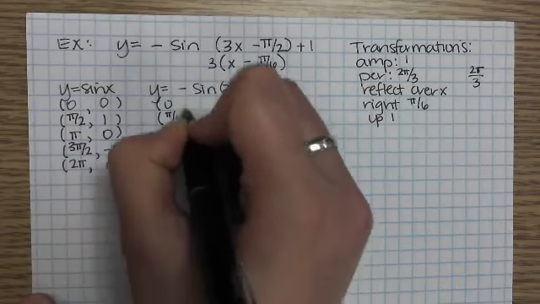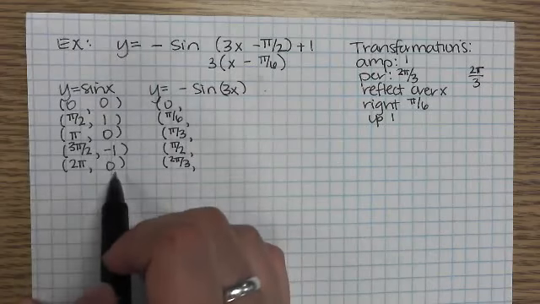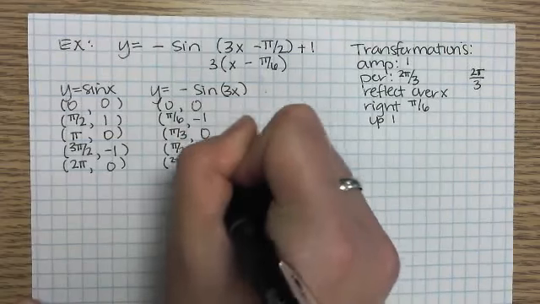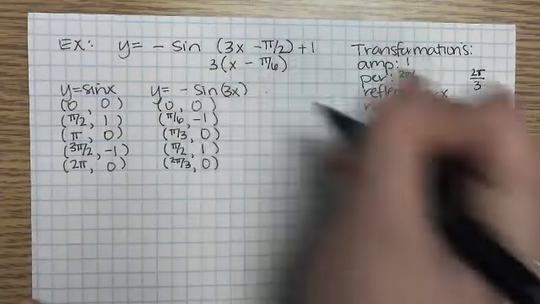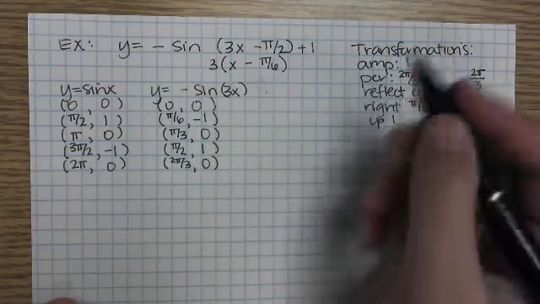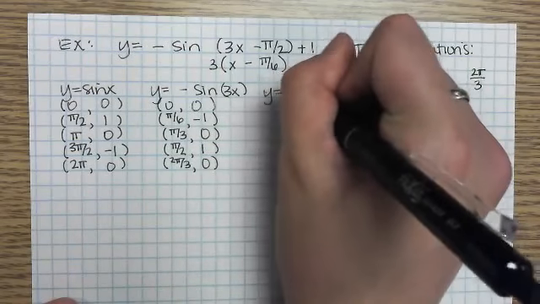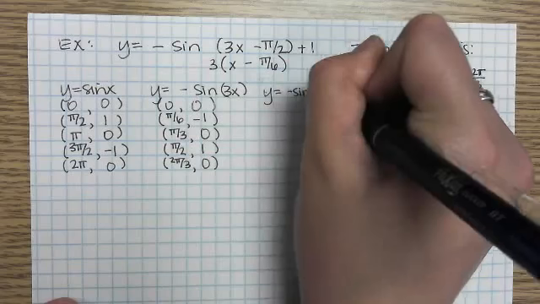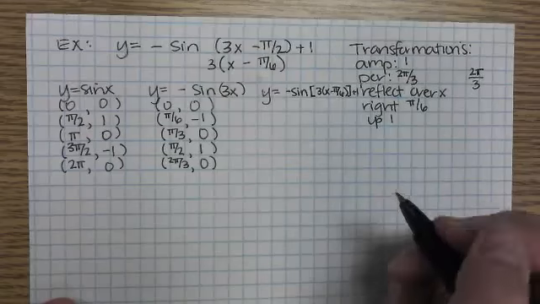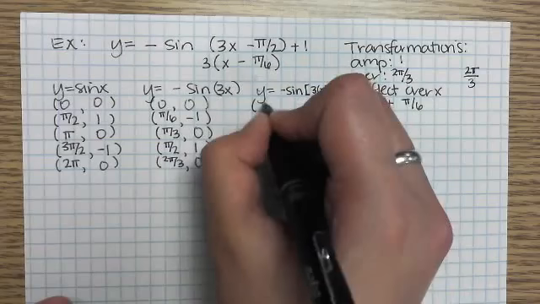And the negative tells me that each of my y coordinates are going to change signs. So 0, -1, 0, 1, 0. Okay. Now that I've done that, I just have to do one more set of transformations where I actually get all of this stuff in. So sine 3x minus pi 6, plus 1. Okay, so my x coordinate is going to move to the right pi 6. So I'm going to add pi 6 to all of those.